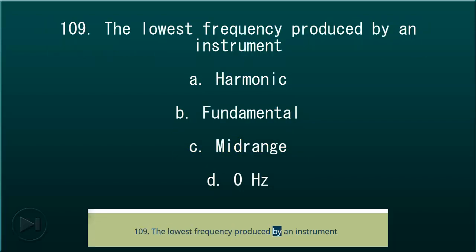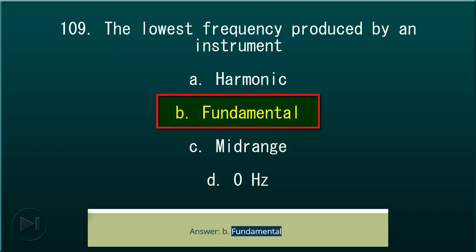109. The lowest frequency produced by an instrument. A. Harmonic. B. Fundamental. C. Midrange. D. 0 Hertz. Answer, B. Fundamental.